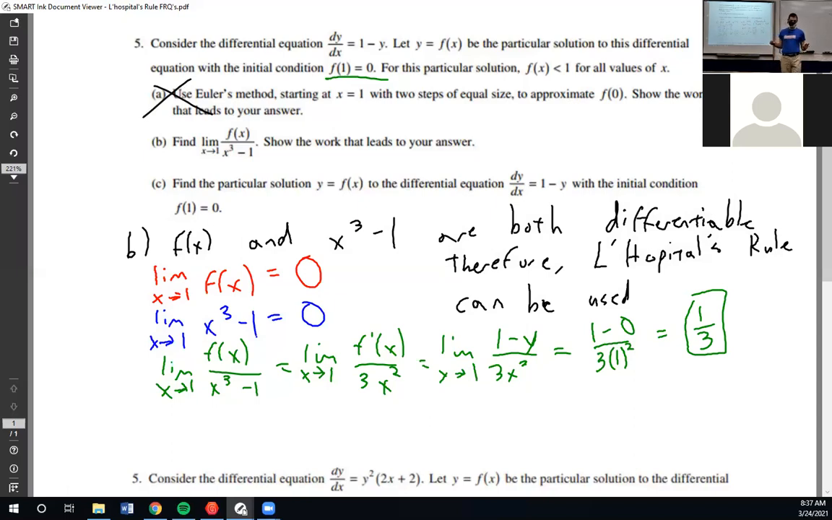So we made sure we said it was differentiable. We checked the limit at the top, limit at the bottom to make sure we got an indeterminate form. Then we said we can use our rule.